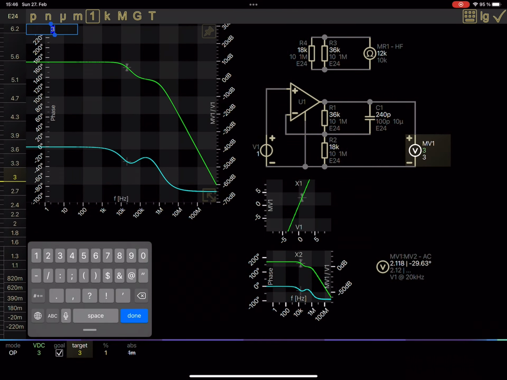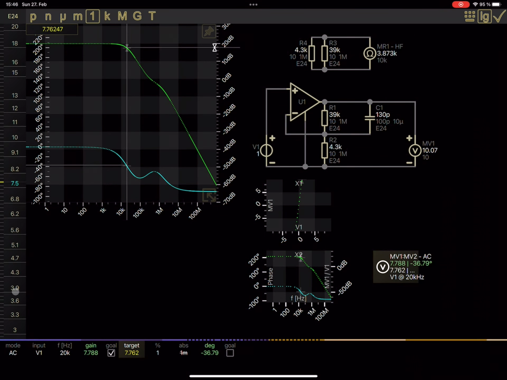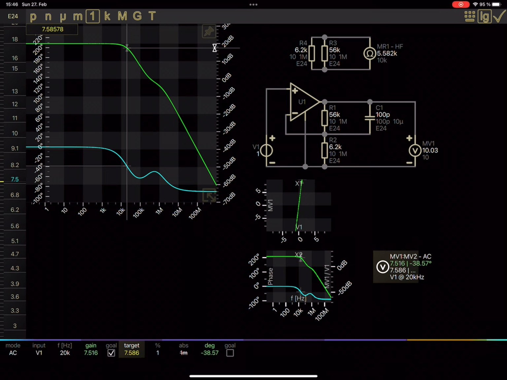Before we finish, one last hint. AC gain targets often have the disadvantage that they have to be readjusted if you change DC-based design targets, so it's recommended to prefer phase targets if possible.